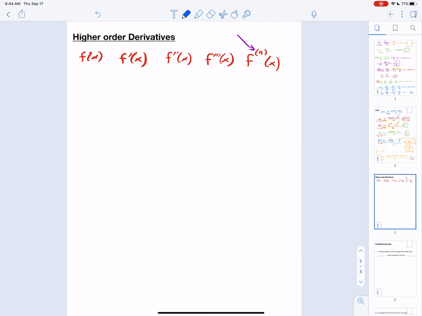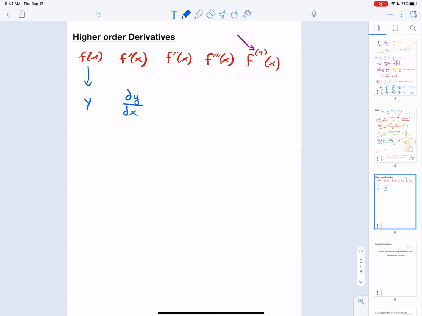okay? So, another way of writing f of x is y. This is the other notation. You guys find it very beneficial, especially when you're using implicit differentiation, okay? So the derivative of y is the derivative of y with respect to x, dy over dx.